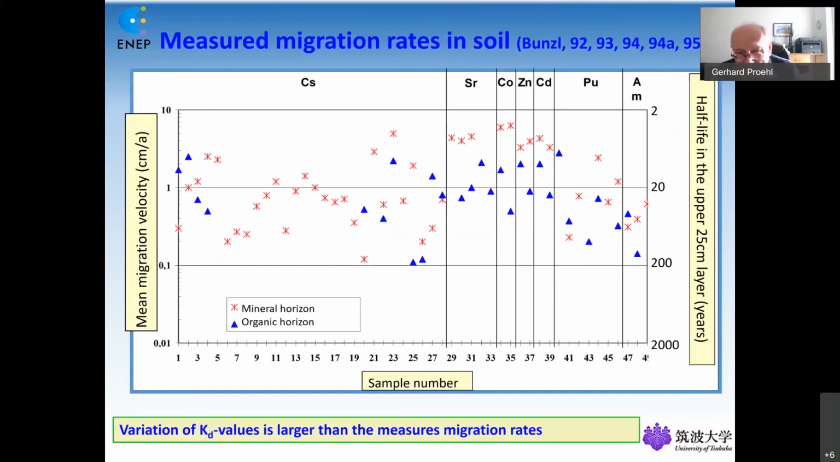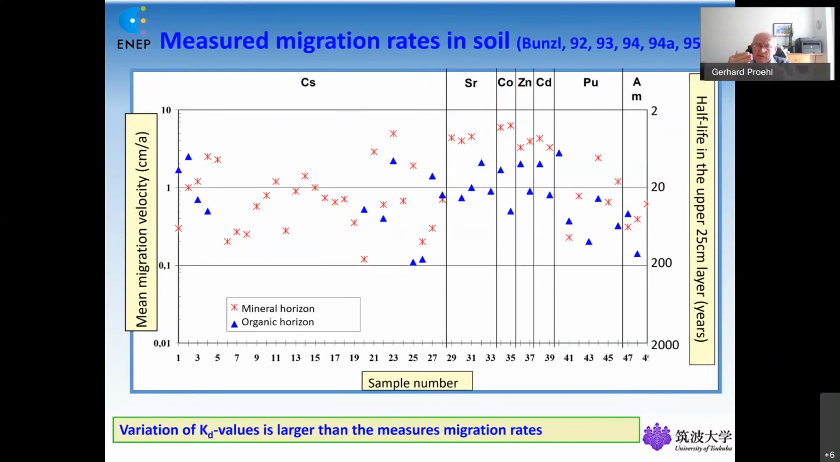And what you see here is that the half-life in the upper 25 centimeter soil is in a relatively low range. It covers maybe two orders of magnitude, which is not so much, because the variation of the KD values for these elements is much larger than the measured migration rates.